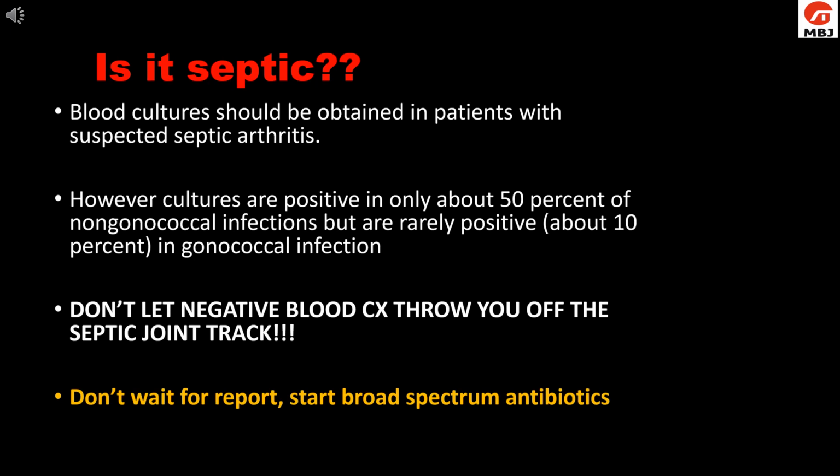Is it a septic joint now? Blood culture should be obtained in patients with suspected septic arthritis. However, cultures are positive only in about 50% of non-gonococcal infections, but rarely positive in gonococcal infections. It is only 10% in gonococcal infection. Don't let negative blood cultures throw you off the septic joint track. Don't wait for the report. Start broad spectrum antibiotics after sending blood for culture and doing basic investigations. Don't wait for the culture report.